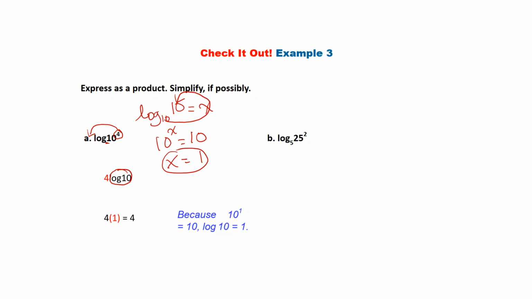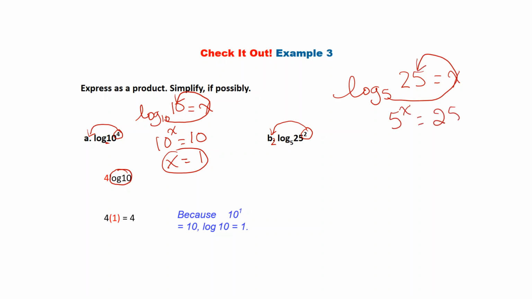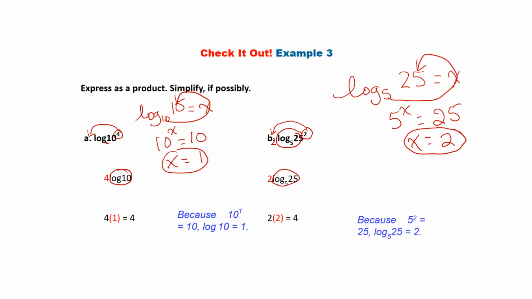All right, let's look at number B. Again, using the power rule, we're going to move our 2 over to here, and we're going to look at log base 5 of 25. Let's see what that equals. So 5 to the x power equals 25. I know that x equals 2 because 5 squared is 25. Again, that's my exponent: x is 2. So this whole log is actually 2. Now I'm going to take 2 times this log, which we know is 2. And 2 times 2 is 4, so your answer is 4.